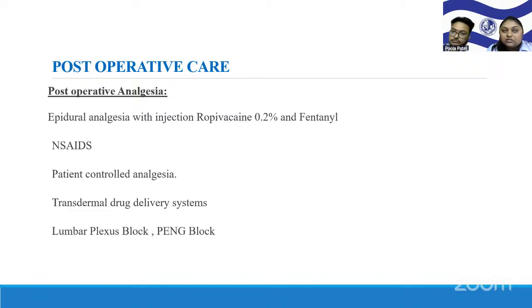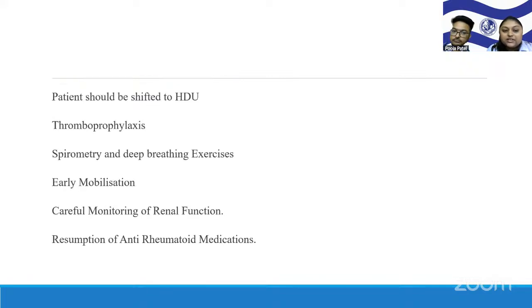If general anesthesia is administered, sir, we should go for post-operative spirometry and deep breathing exercises, sir. Also, we should be watchful for adequate return of renal function of the patient after regional anesthesia, and resumption of the anti-rheumatoid medications as in the preoperative period.